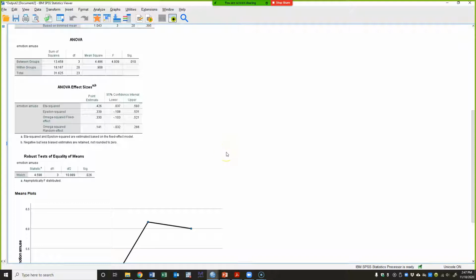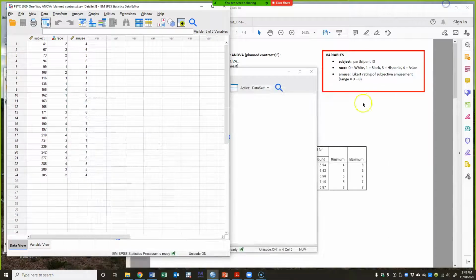Okay. All right. So we have evidence based on our omnibus test that it looks like we do have some differences in happiness ratings across individuals from different backgrounds within this pilot study. Okay. The question is, how do we start to tease this apart?